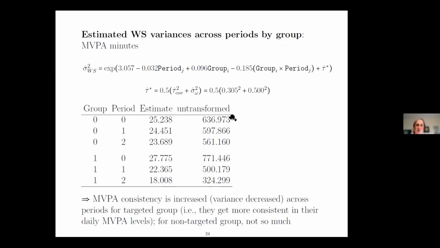What you see is that for the group that's not targeted, the variance goes down to some extent, but it really goes down for the group that's targeted. So they're much more consistent in their physical activity as time goes between baseline, first treatment period, second treatment period. So the MVPA consistency is increased, the variance is decreased across periods for the targeted group.